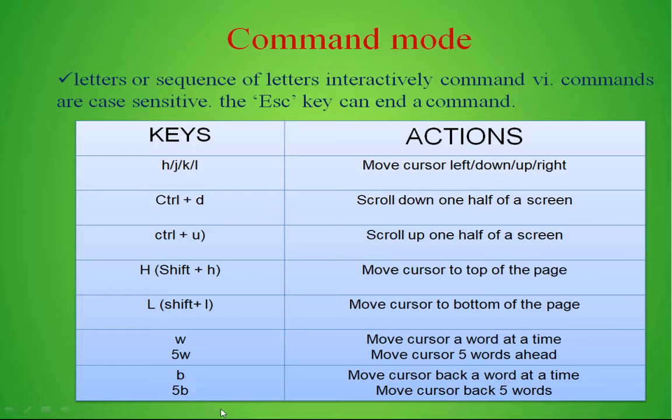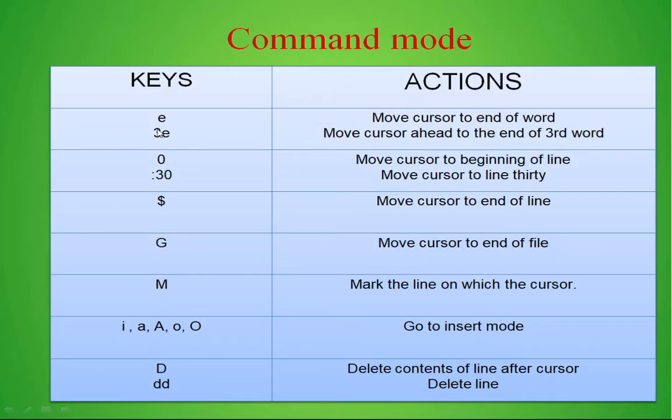B moves the cursor backward one word at a time. 5B means move the cursor back 5 words. These are numbers, and you can change the number also. You can write it as 10W or 10B, like that. Then E and 3: move the cursor ahead to the end of the third word. Okay, then 0 moves the cursor to the beginning of the line.